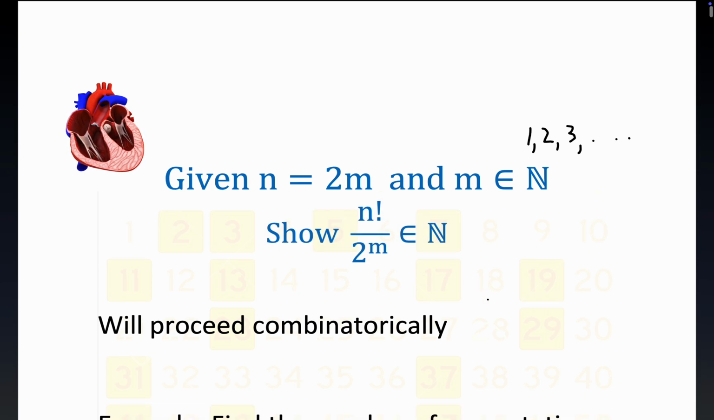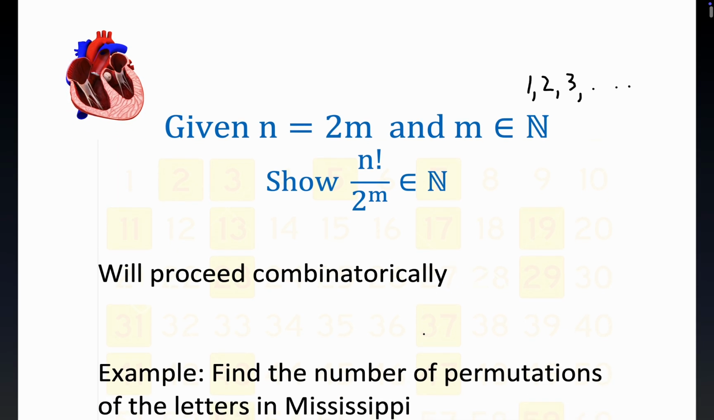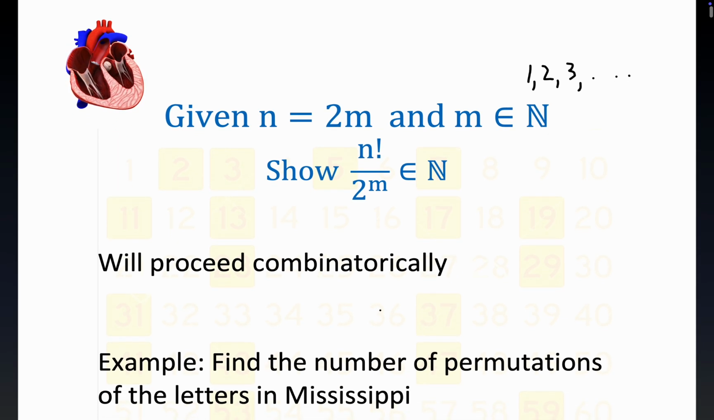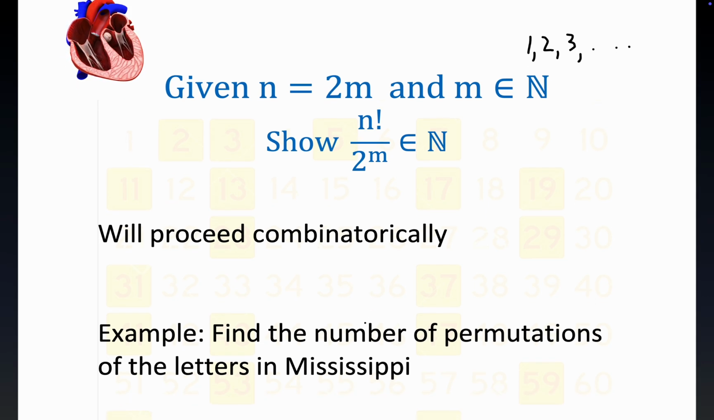Okay. Now, we're going to proceed combinatorically, y'all, and combinatorics is the mathematics of counting the number of states some kind of system is in. This is a kind of famous example. Find the number of permutations of the letters in Mississippi. A permutation is just an ordered arrangement of the symbols. If you'll notice here, there's 11 letters in the word Mississippi.